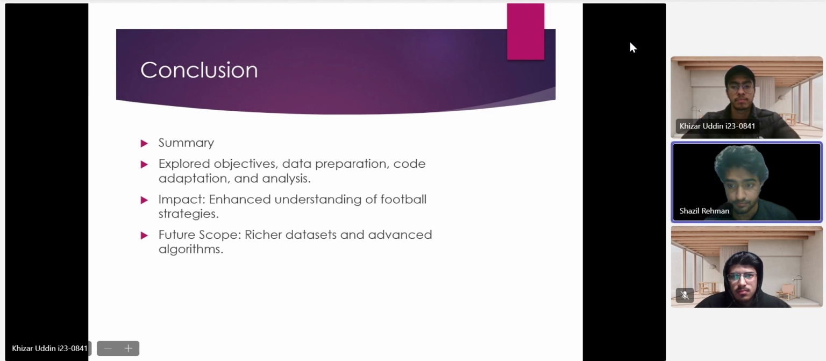To conclude and summarize everything, we processed a complex data set into dynamic graphs. Using adapted code, we identified and analyzed passing patterns. These insights revealed how football strategies evolve over time. Future work could involve richer datasets and advanced algorithms to uncover even deeper insights.